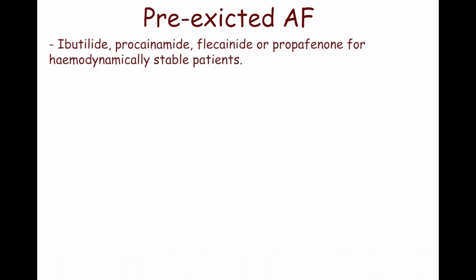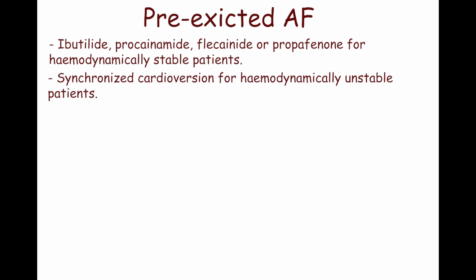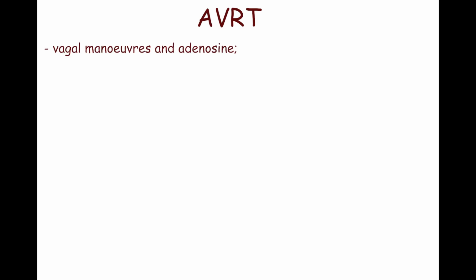Ibutilide, procainamide, flecainide, or propafenone may be used in hemodynamically stable patients. In hemodynamically unstable patients, synchronized cardioversion is performed. Catheter ablation is preferred. For atrioventricular reentrant tachycardia termination, vagal maneuvers and adenosine are preferred.